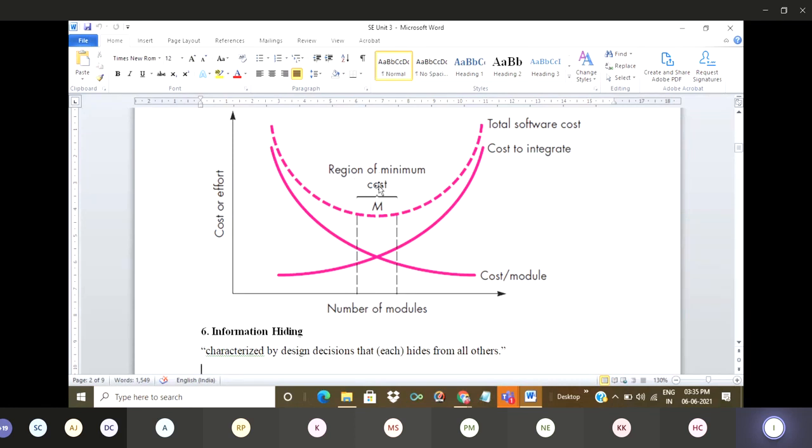So this is the region of minimum cost. The central point M represents the region of minimum cost. These two are increments.